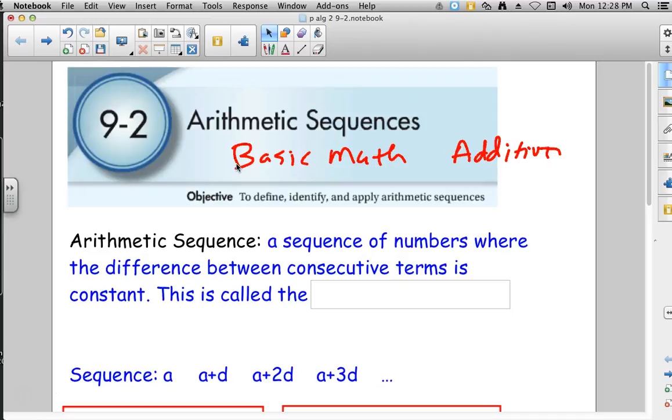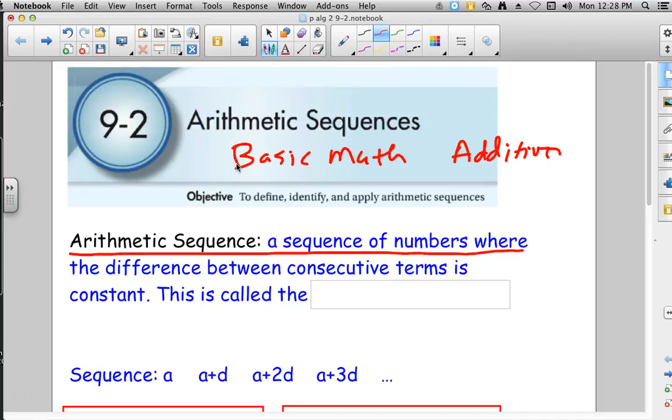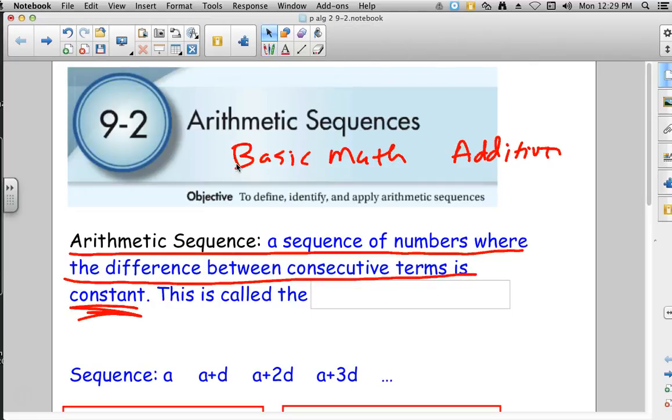Everybody go to the front cover of your packet, and I want you to go ahead, it says definition there for arithmetic sequence. Go ahead and write down that arithmetic sequence definition. It says a sequence of numbers where the difference between consecutive terms is constant. And the key word, constant. So let's fill in that box.